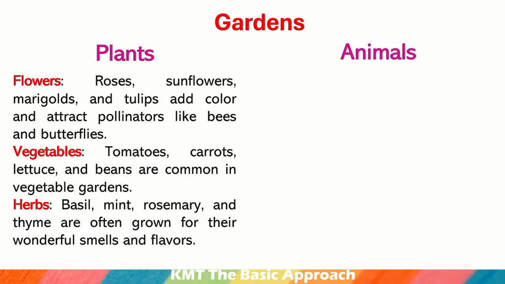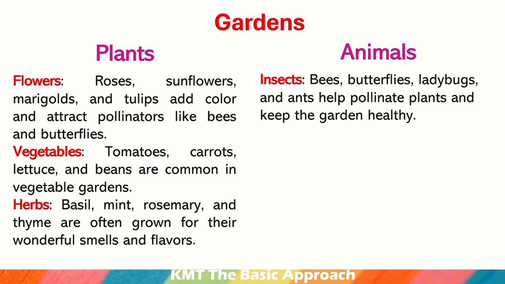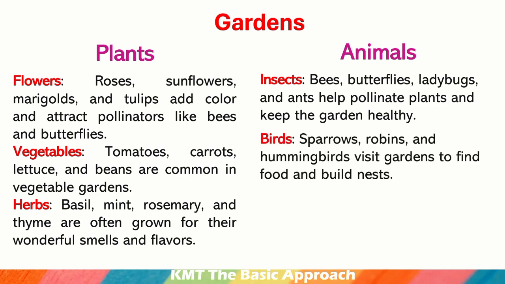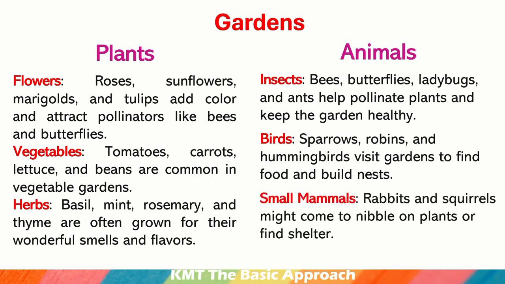Examples of animals in the garden. Insects, bees, butterflies, ladybugs, and ants help pollinate plants and keep the garden healthy. Birds, sparrows, robins, and hummingbirds visit gardens to find food and build nests. Small mammals, rabbits and squirrels might come to nibble on plants or find shelter.